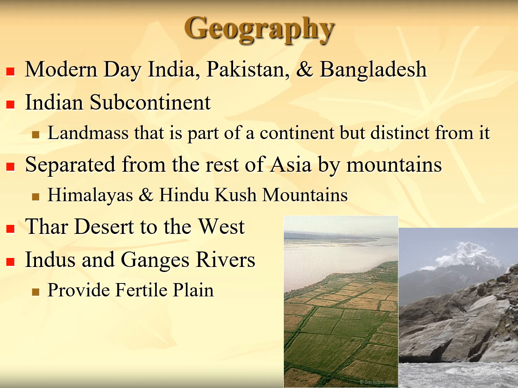It's on the Indian subcontinent, which is a landmass that is part of a continent but distinct from it. It's actually shaped like a triangle hanging from the southern ridge of Asia. So the area is separated from the west of Asia by mountain ranges, the Himalayas and the Hindu Kush Mountains. The area is made up of these mountain ranges, river valleys, a dry desert-like interior plateau, and of course, because of the river, very fertile coastal plains.